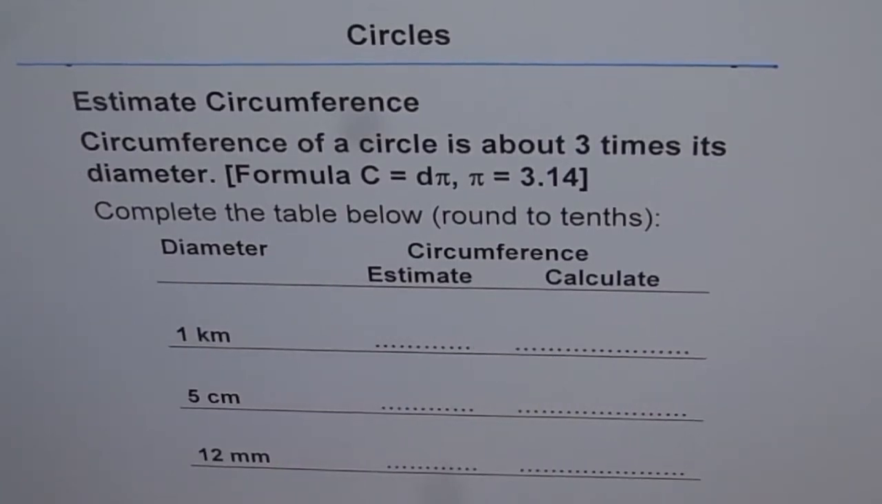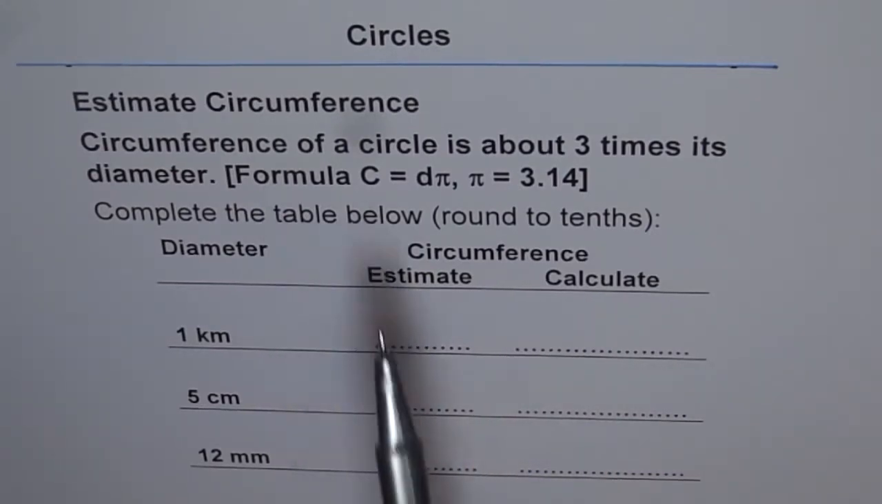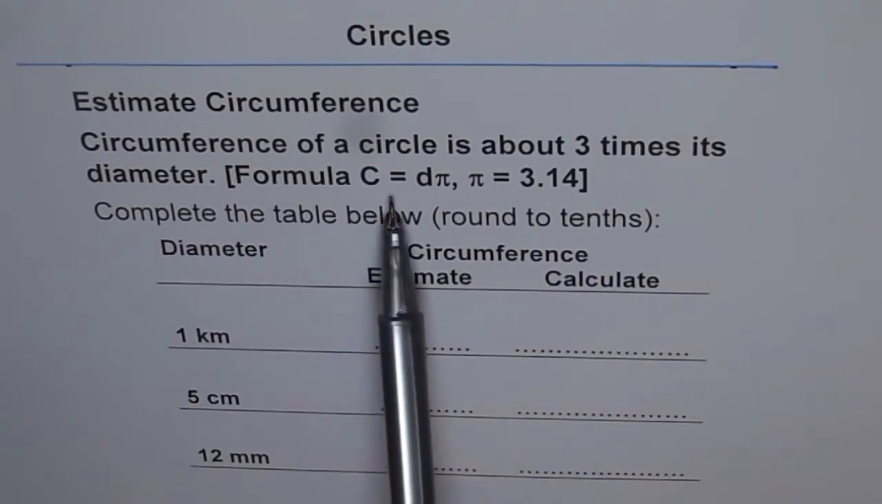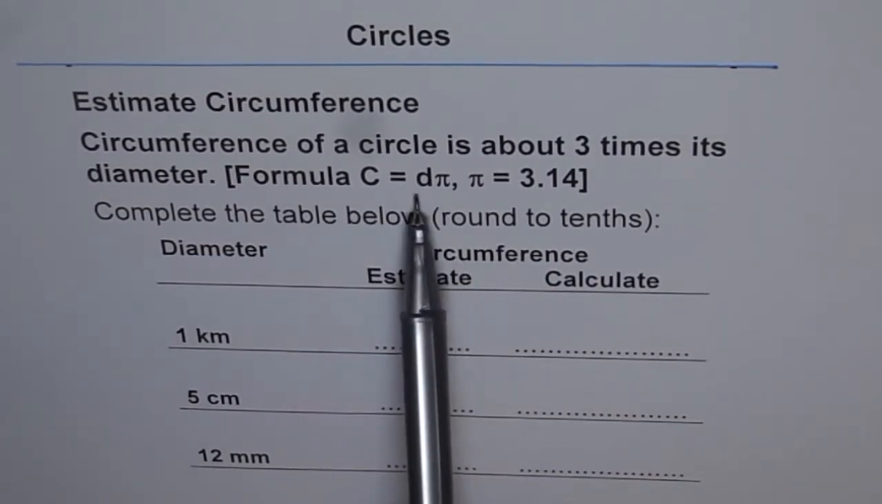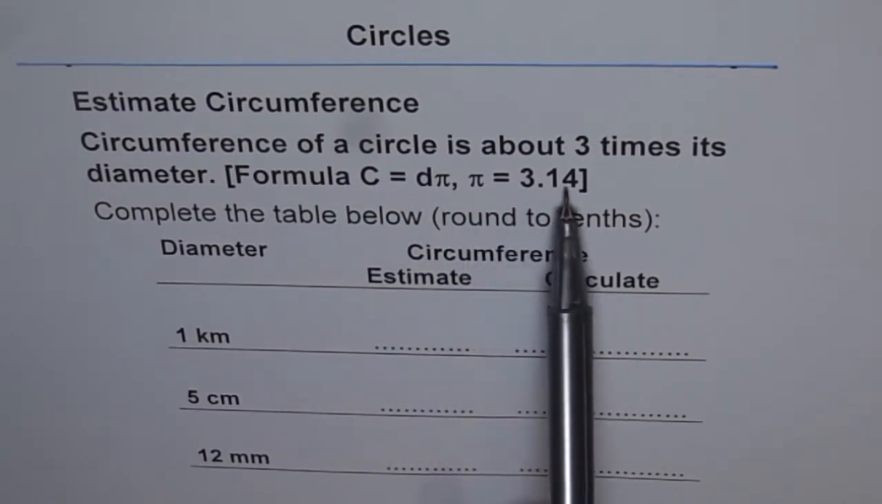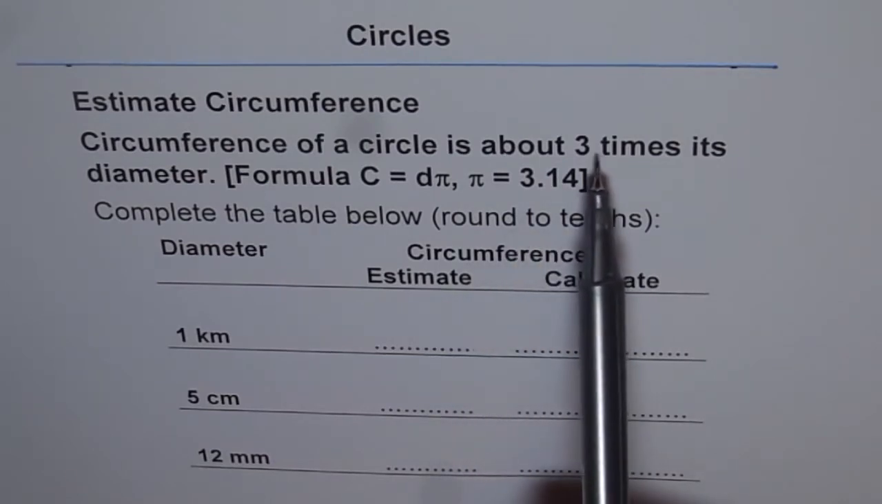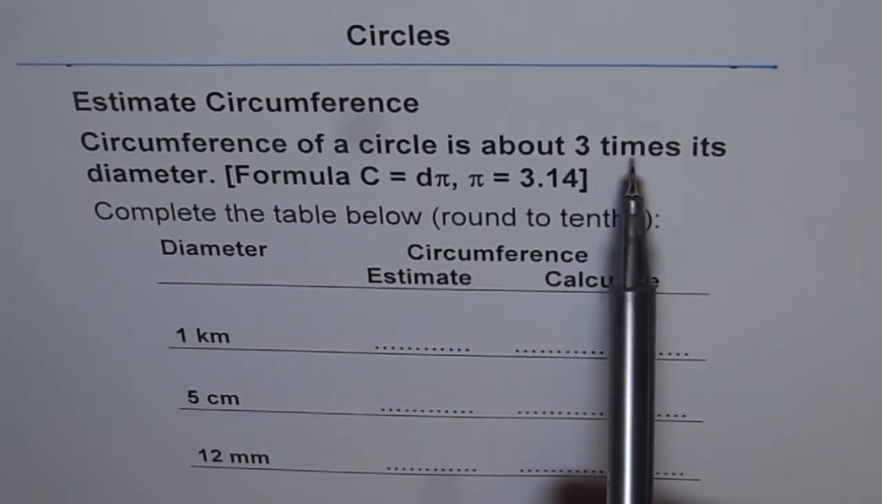Let's try to estimate the length of circumference, okay? So here is a problem. Estimate circumference. Circumference of a circle is about 3 times its diameter, right? If you want to calculate, you can always use this formula. Circumference is equal to pi times d, or diameter times pi, where pi is 3.14. So slightly more than 3 times, as you can see, right? But for estimation, 3 times is good enough, okay?